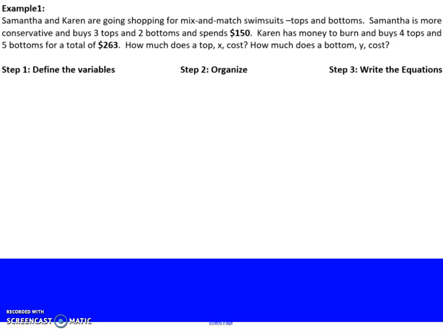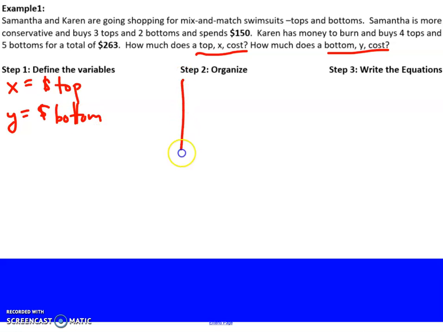All right, so first I want to get my brain thinking about this the right way. I want to know what my X and my Y are. So X is the cost of a top, and usually you can find what your X and Y are in the question, okay? Y is the cost of the bottom. Okay, so I have my variables so I can start organizing things up here. I know that I have tops, bottoms, and I'm going to have total amounts, right?